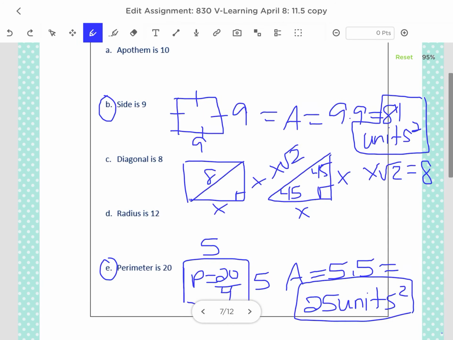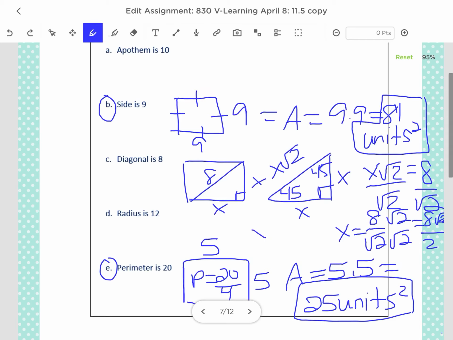Okay, I need to figure out what x is, though, to get the side length. So I'm going to divide both sides by root 2. So x is going to equal 8 over root 2. I need to rationalize that to get rid of the root 2. So I have 8 root 2 over 2, which simplifies to 4 root 2. So one side of this square is equal to 4 root 2.